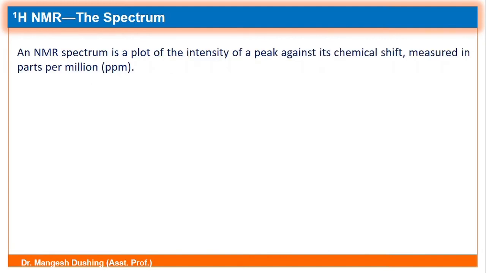An NMR spectrum is a plot of the intensity of the peak against the chemical shift measured in parts per million. So this is the plot of intensity versus ppm, that is the chemical shift. For example, this molecule is tertiary butyl methyl ether. In this case there are two types of protons. This methyl is one type of proton and these three methyls are another type. So it will give us two signals in the NMR spectrum.